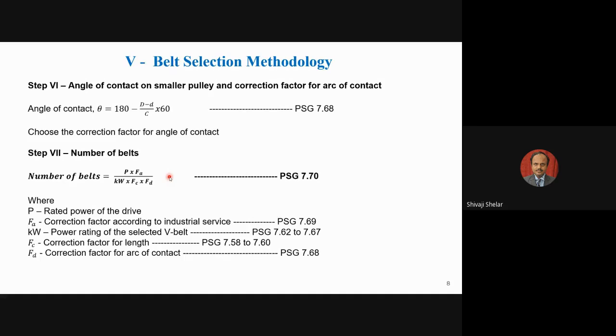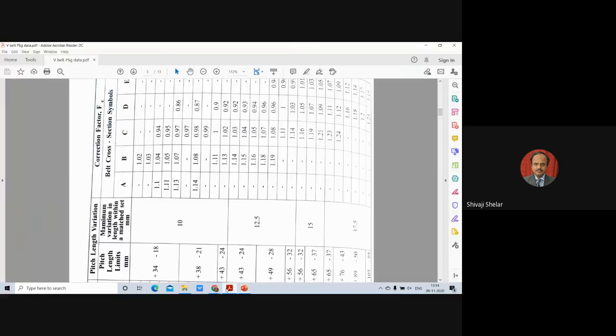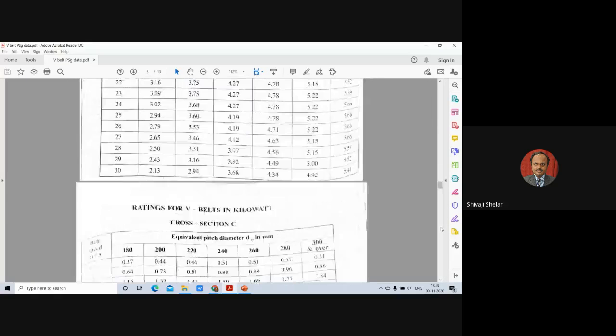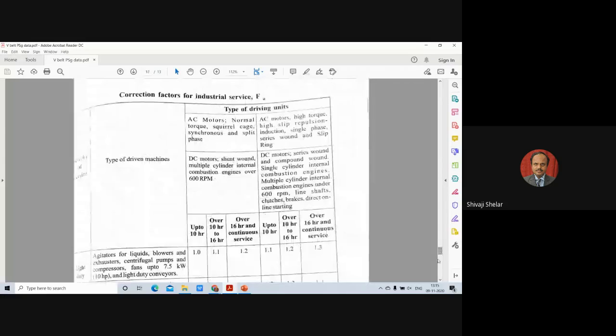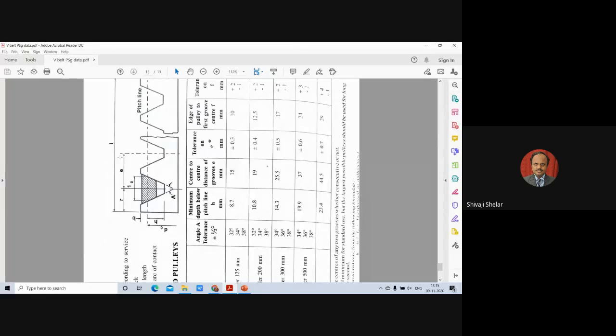So that completes your belt selection, and then finally based on that belt, you have to determine the dimension and tolerance on the size of the pulley. For that you have to determine the pitch width of the pulley and the face width of the pulley. I am showing that diagram in the PSG data book also. Yes, this is your pulley cross section here. Pulley face width is here. This is your pitch width of the pulley. This is your pitch diameter of your pulley.